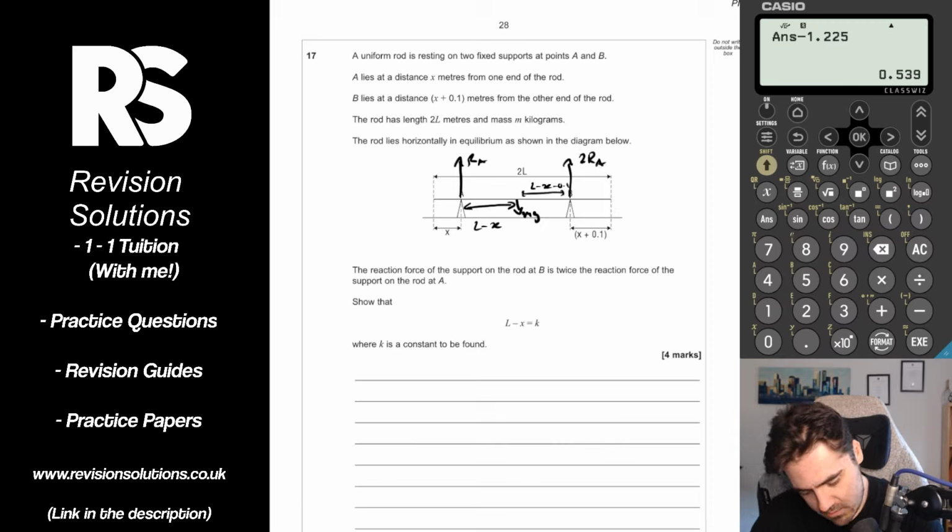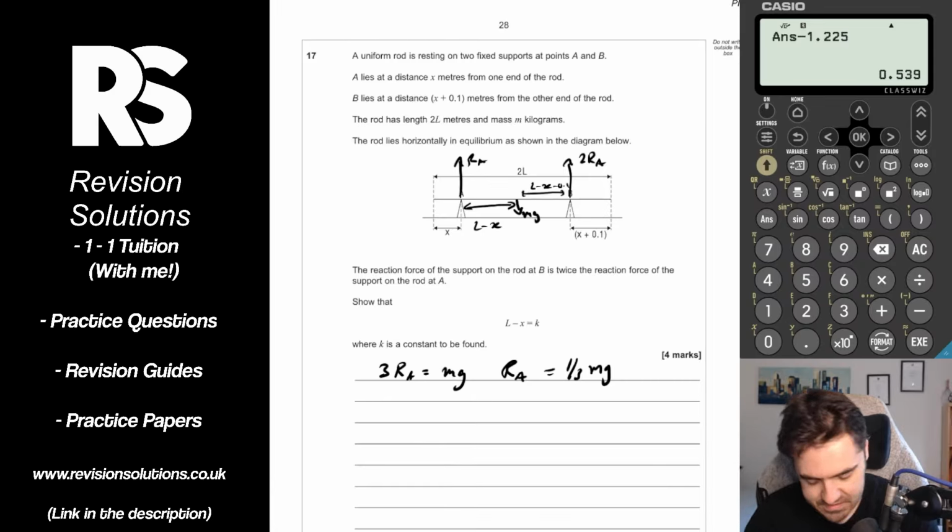Okay. So first off, if we just look at the forces up and down, if it's in equilibrium, we know 3RA must equal mg. Or in other words, RA is a third mg. And then to get the distances into this, we're going to need to use a moments equation, right? So let's take moments about, where should we take the moments about? Let's take moments about A.